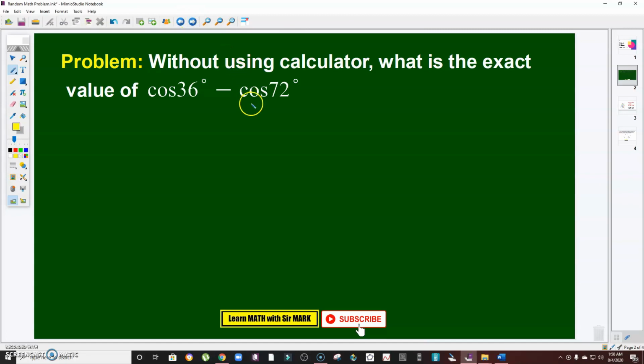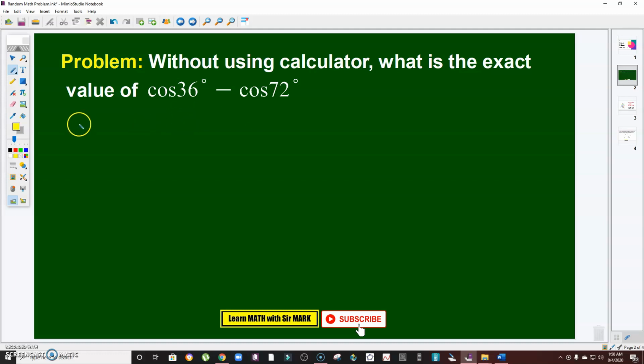Okay, here's the problem. Without using a calculator, what is the exact value of cosine 36 degrees minus cosine 72 degrees? At first glance, you will notice that 36 is half of 72, or 72 is double of 36. So let's recall the double angle identity for cosine.